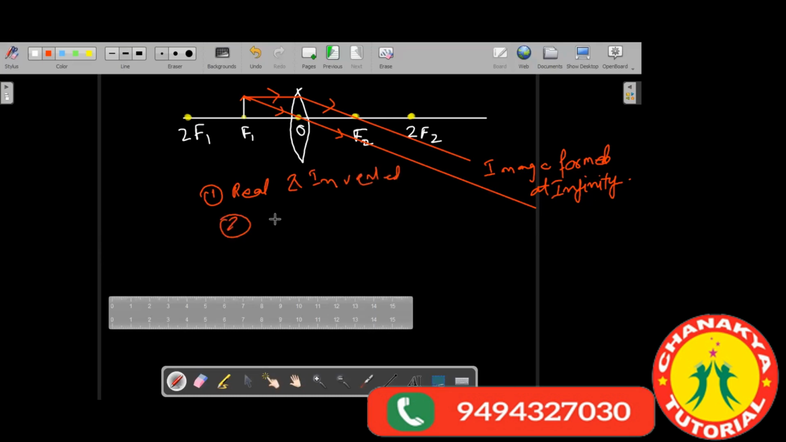Then is it enlarged? Yes, sir. Highly enlarged. And then the third point we say it is highly enlarged. Now after this we have to draw a ray diagram for the object placed between O and F. Okay.